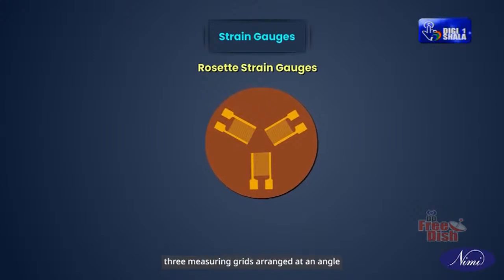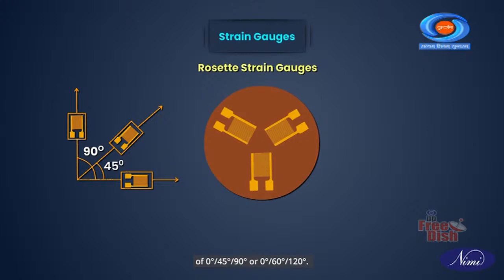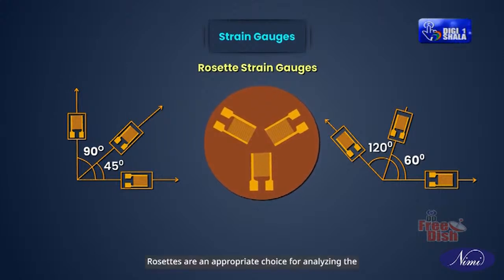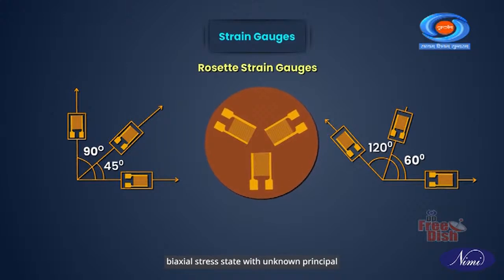Rosette strain gauges. They are comprised of three measuring grids arranged at an angle of 0 degree, 45 degree, 90 degree, or 0 degree, 60 degree, 120 degree. Rosettes are an appropriate choice for analyzing the biaxial stress state with unknown principal directions.